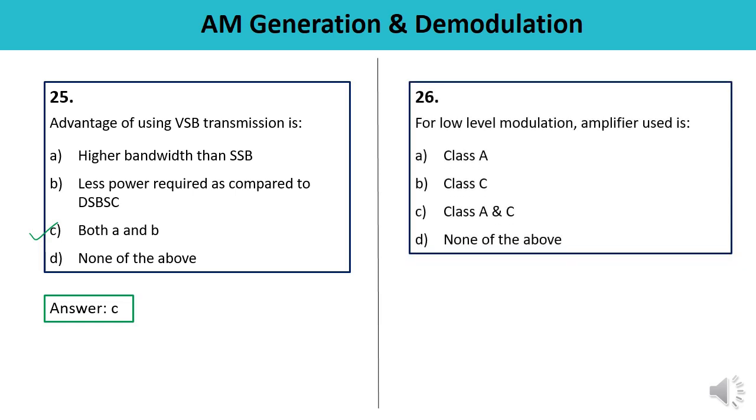Question number 26. For low level modulation, amplifiers used is. See, when the modulation takes place prior to the output element of the final stage of the amplifier, it is a low level modulation. Therefore, class A amplifiers are used for this particular purpose. It means you can easily pick the answer, which is A. Class A amplifier.